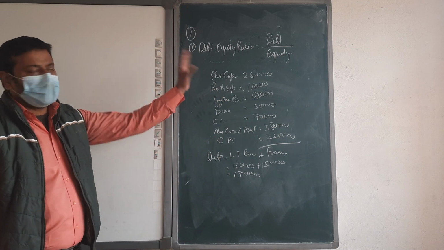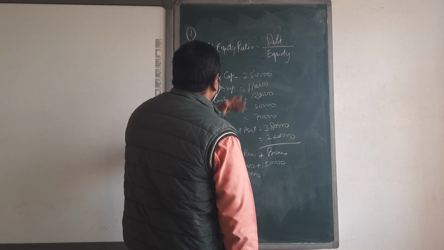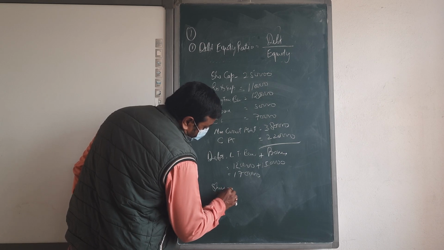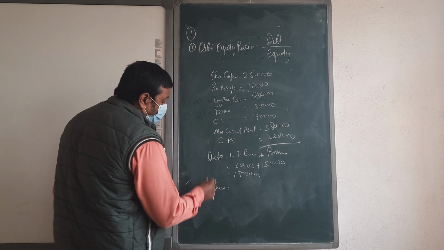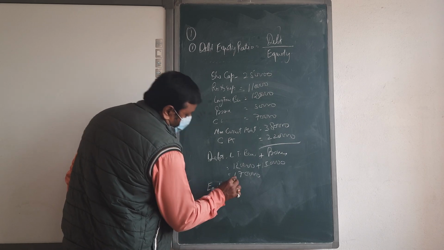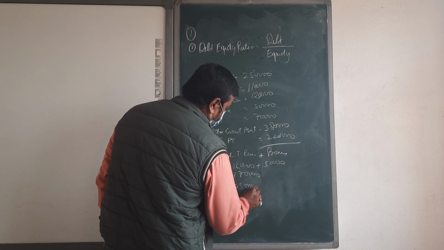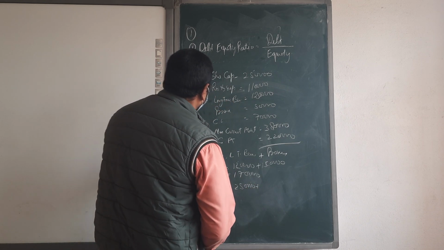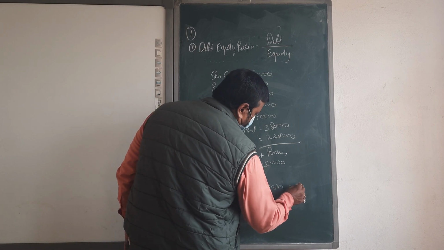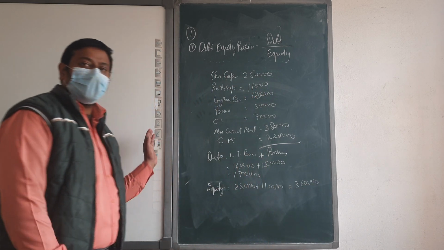Clear? Then go for the equity. Shareholder fund is given, that is share capital or equity. Equity amount is share capital 250 plus reserve and surplus 110. The total amount is 360. Okay, both you have found.